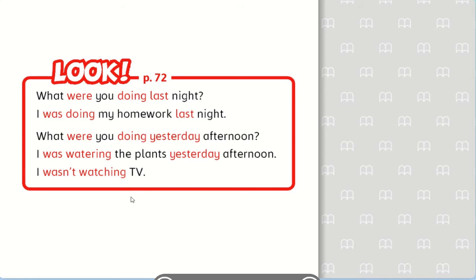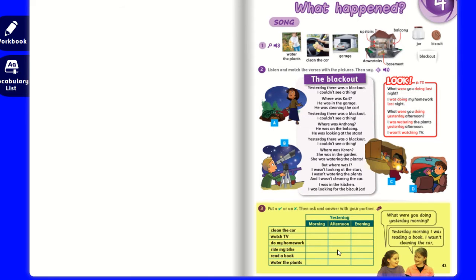Also, we are going to focus on past events. Through this logbox, we will be able to answer questions about past events or past actions. What were you doing last night? I was doing my homework last night. What were you doing yesterday afternoon? I was watering the plants yesterday afternoon. Or I was watching TV, or I was doing my homework. This is going to be on Monday and Tuesday.